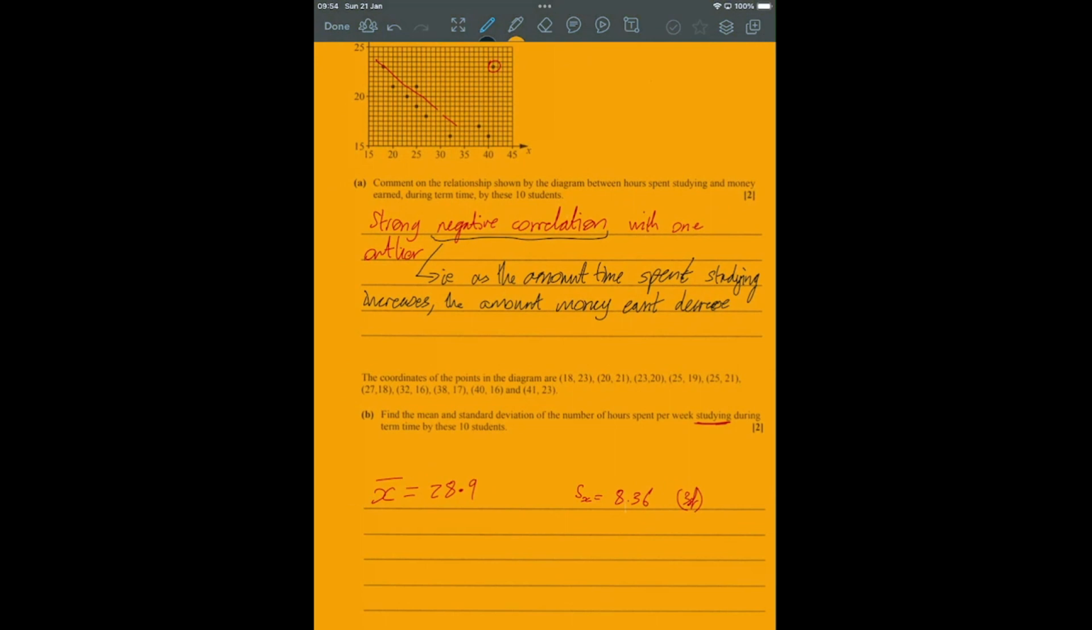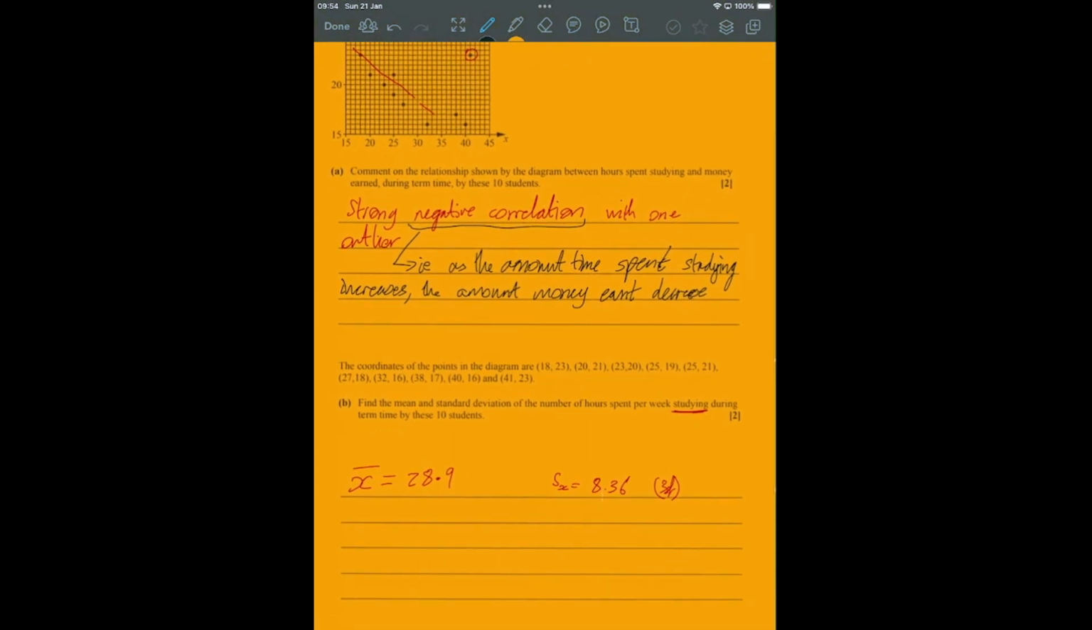And then the second part, in your calculator, you do actually have 2 options for standard deviation, sigma x and sx. Sx is if you are trying to use a sample to estimate the standard deviation of the entire population. Here we just want the standard deviation of this data, so we should be using sigma x instead of sx.